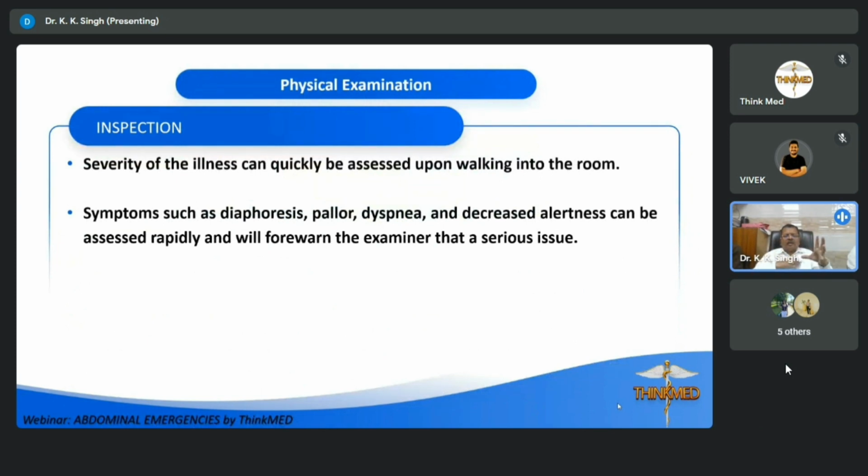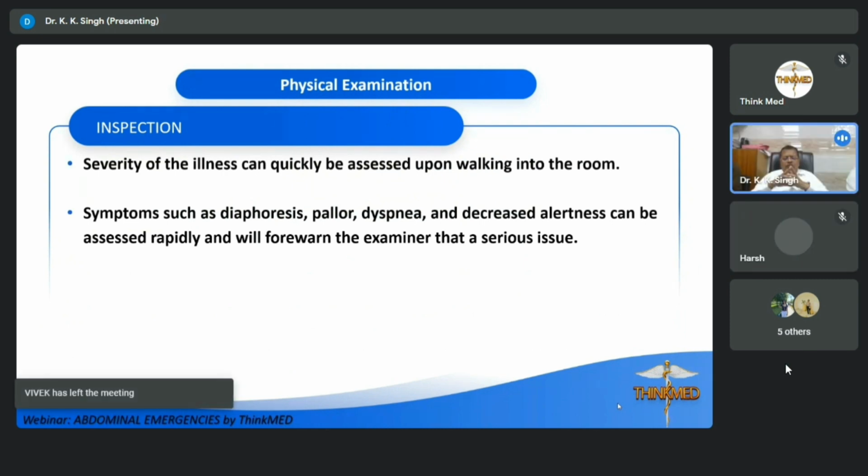See, many a times you can assess the patient not on local examination, only on general physical examination. How the patient enters, how much pain he has, what posture he is making. So, whenever the patient is entering your OPD or emergency room, you must start observing the patient from the point of entry.